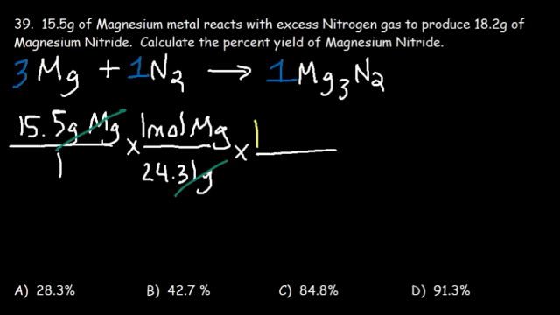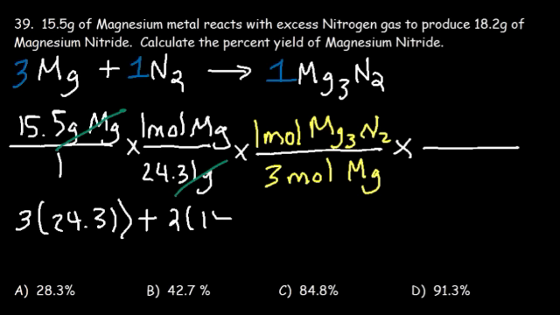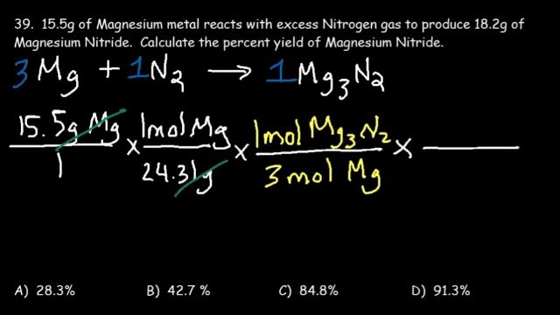So for every 1 mole of magnesium nitride that's produced in a reaction, 3 moles of magnesium are consumed. The last step is to convert magnesium nitride from moles to grams. So we need to find the molar mass. So we have 3 magnesium atoms, so it's going to be 3 times 24.31, and 2 nitrogen atoms, which is 2 times 14.01. And I'm going to use the calculator for this. If I did that correctly, that is equal to 100.95. So it's 100.95 grams per 1 mole of magnesium nitride.